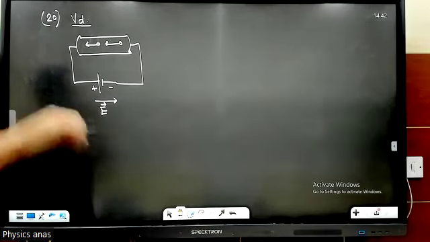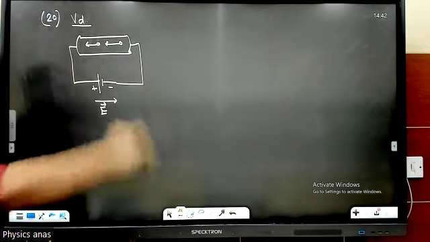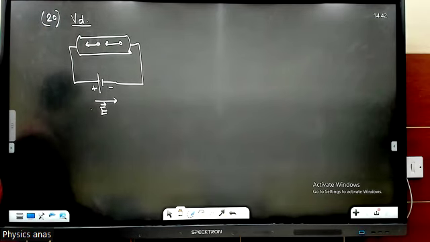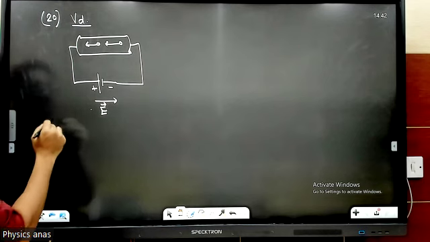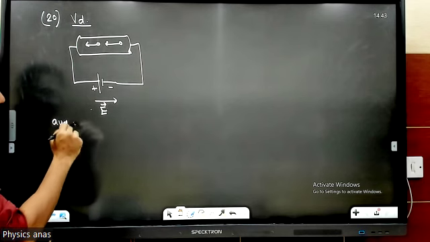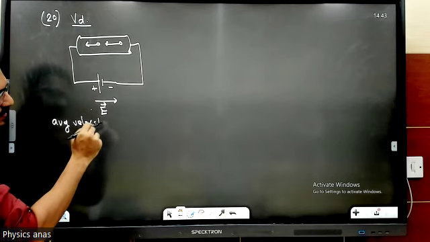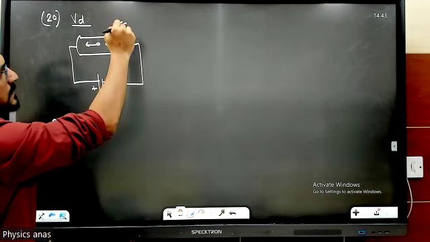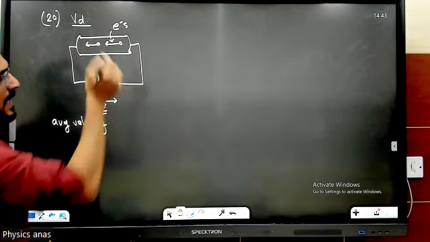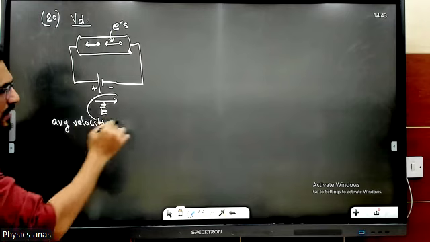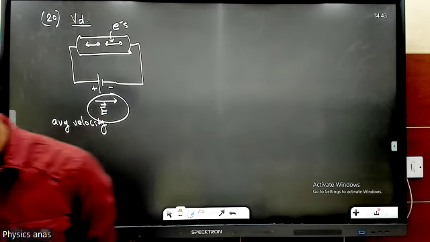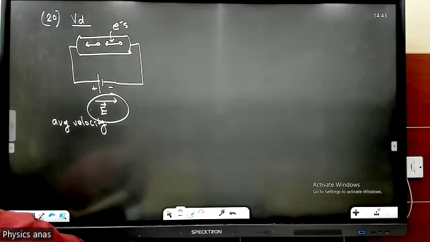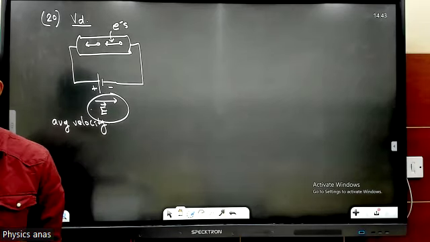That average velocity acquired by these electrons in the presence of an electric field is called drift velocity. So what is drift velocity? Drift velocity is the average velocity acquired by the electrons in the presence of an electric field. So you have to define what is drift velocity in that question.